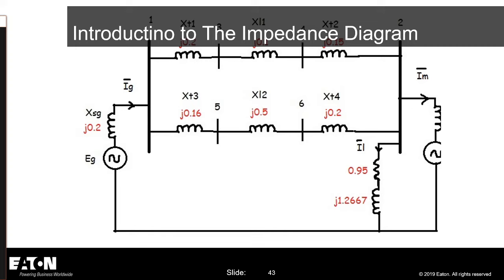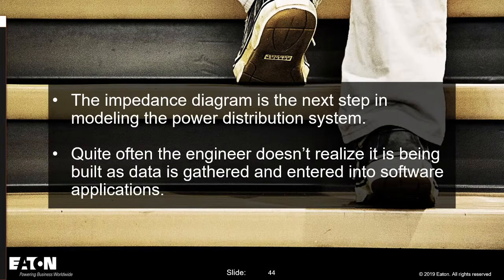Now, I think it's really important to understand what those software applications are doing in the background. Anytime you have a conductor, a motor, or a transformer, these are all impedance values in a power distribution system. Understanding that helps us understand the impact of adding or subtracting conductor length, adding motors, etc. to the power distribution system. So really, what we call the impedance diagram is the next step after the single line diagram that typically an engineer will create.